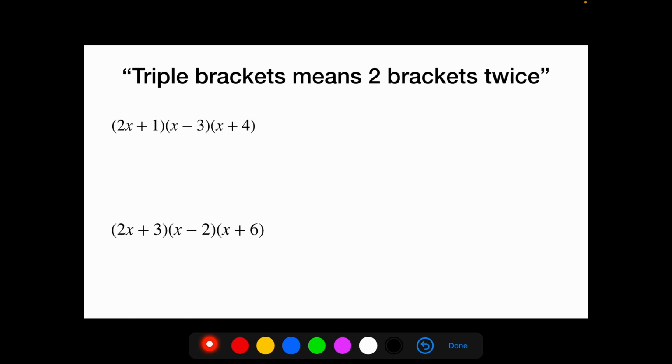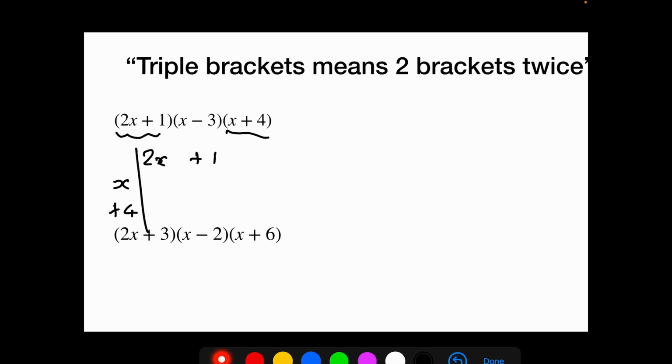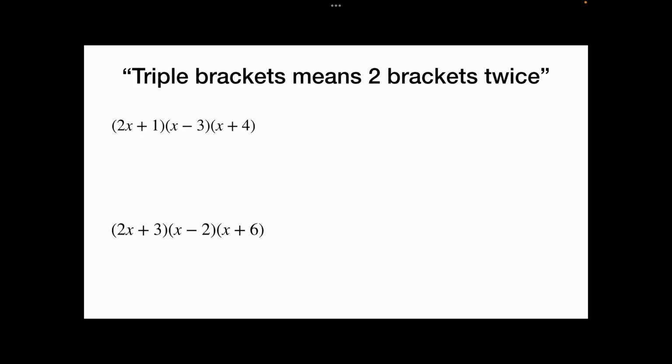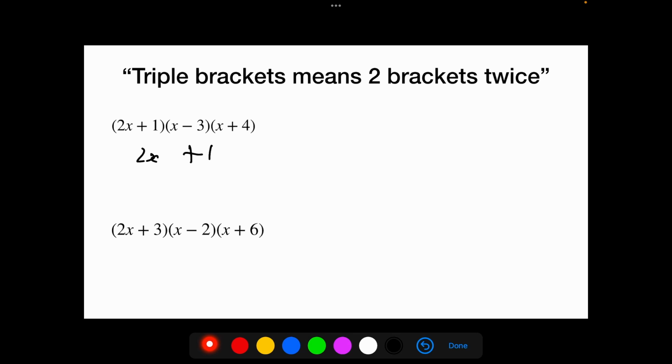So triple brackets means 2 brackets twice. So expanding brackets twice. I'm going to pick these ones, the positive numbers, again, for the same reason. So here we go. 2x plus 1, x plus 4. I like to put the signs on the numbers when I do it, so that if it's a bit more difficult, you can make sure that your work is still nice and accurate.